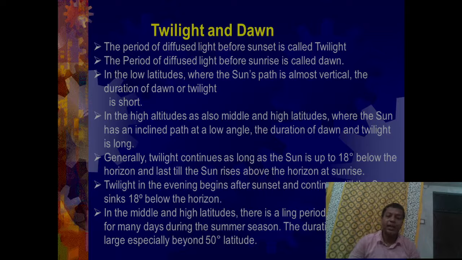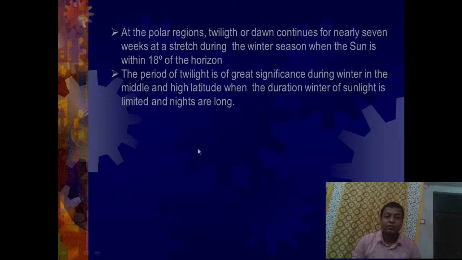Okay. In the middle and high latitudes, there is a long period of twilighting lasting for many days during the summer season. The duration of twilighting is large, especially beyond 50-degree latitude. As you know, at the polar region, twilight and dawn continue for nearly 7 weeks at a stretch during the winter season when the sun is within 18 degrees of the horizon.